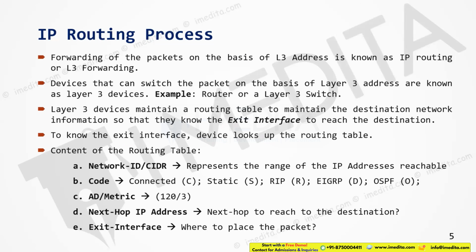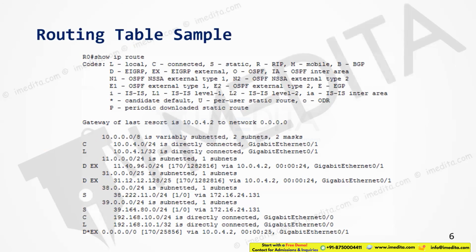And that table, by the way, we can check by the command show ip route. We can use the command show ip route to check that table. In it, you can see that we have some routes: if you want to go to 10.0.4.0/24, then you have to exit out of the interface 0/1. If you want to go there, then there.